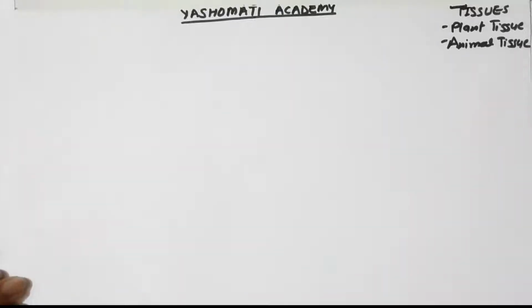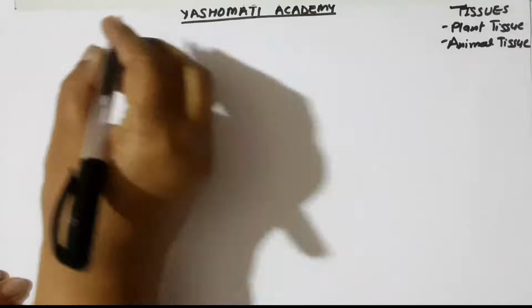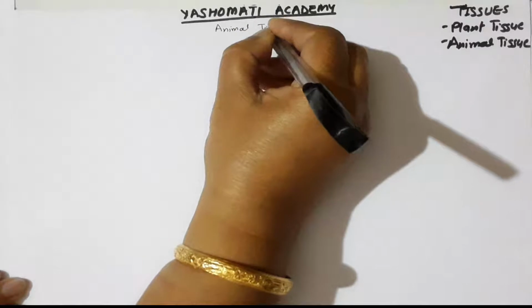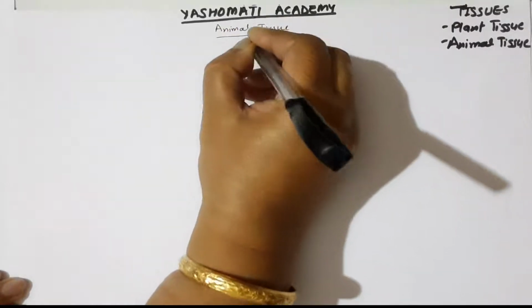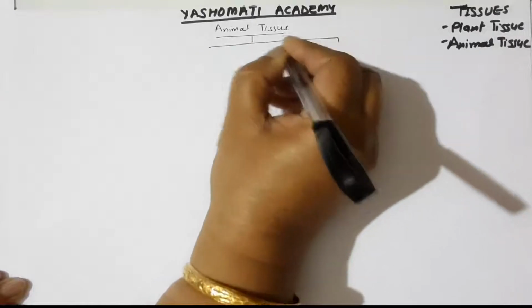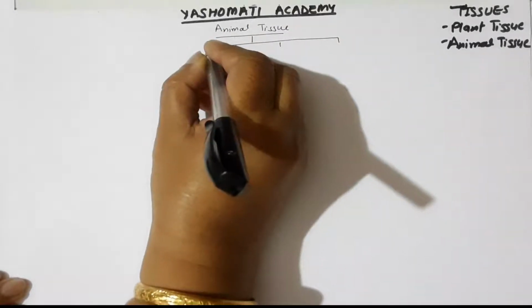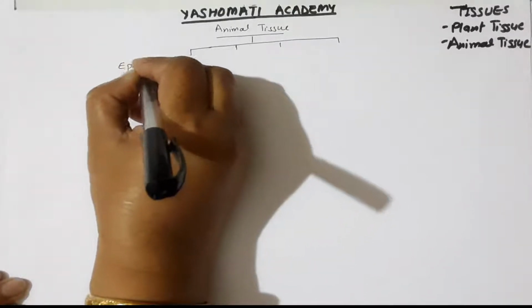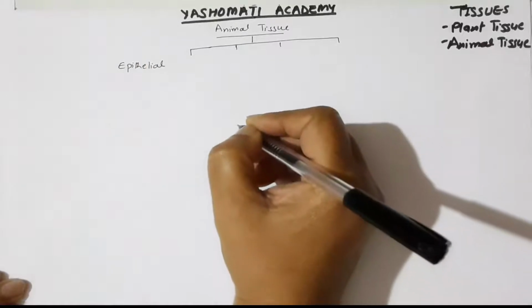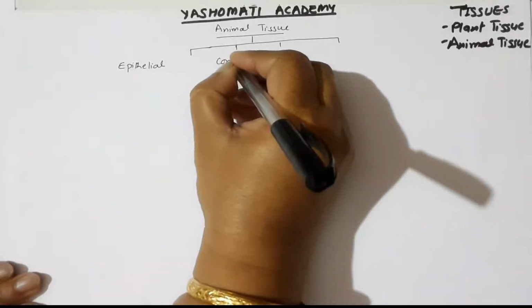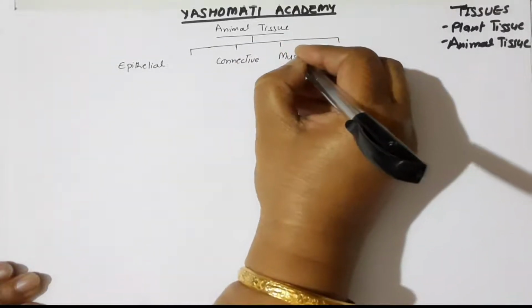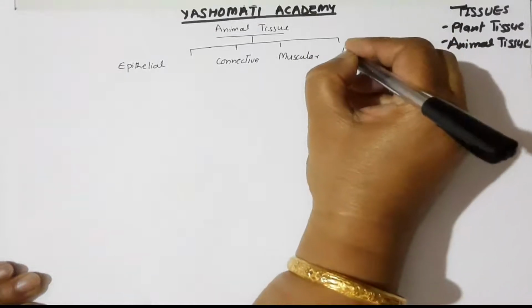As far as animal tissues are concerned, there are four main types of animal tissues. So we can say that animal tissues are of four main types. These four main types are epithelial, connective, muscular and nervous.